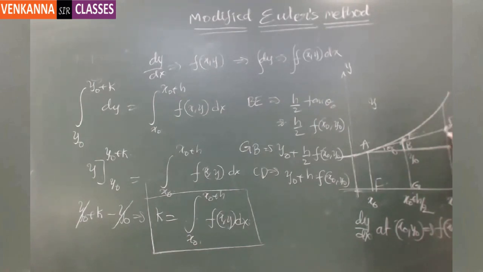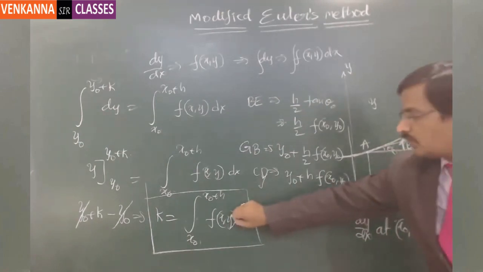So once you calculate this value based on the new calculated values of y, CD is the new y at this location and GB is the new y at this location. So use these two values to find out the slope at this location and the slope at this location. These two slopes you can take a weighted average, the way we have done in Euler's modified method, which will give the solution for this Simpson's rule.